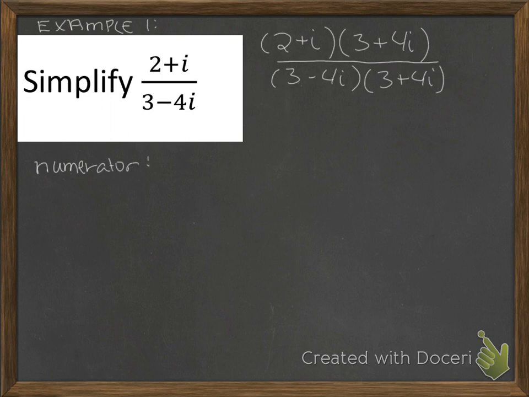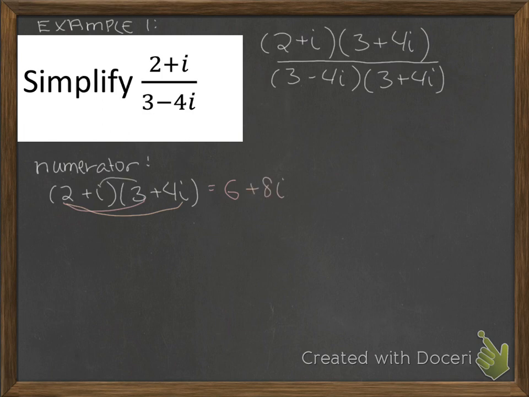I moved the expression up there so I'd have more room to work. So when I multiply the numerator, let's go ahead and do this. We have 2 plus i times the quantity 3 plus 4i. Again, we're going to do first: 2 times 3 is 6. Then we have outer: 2 times 4i is 8i.